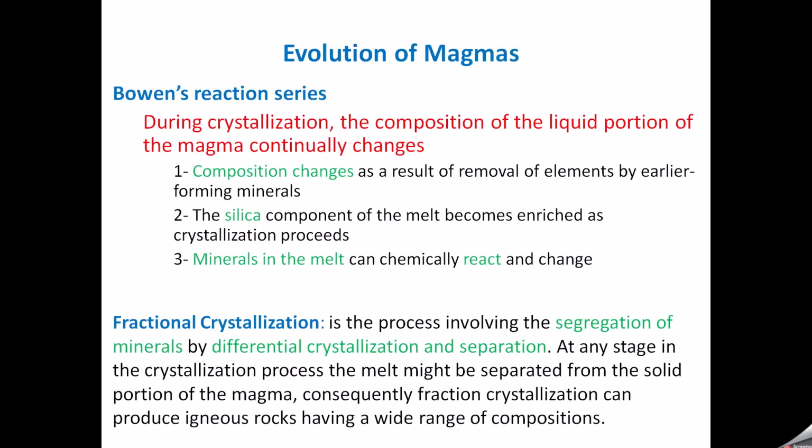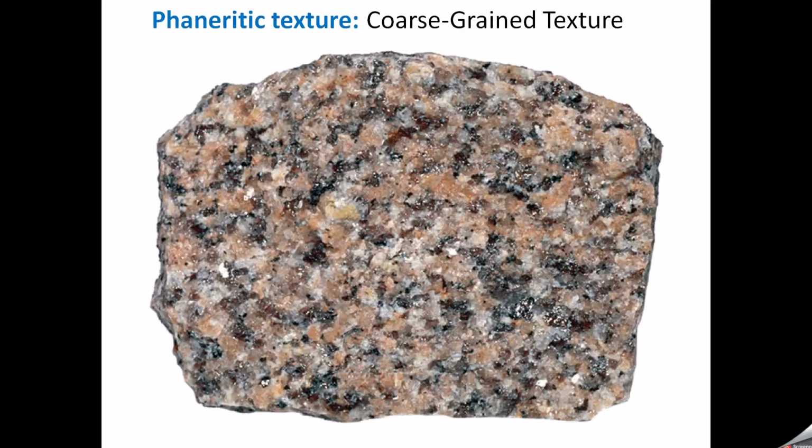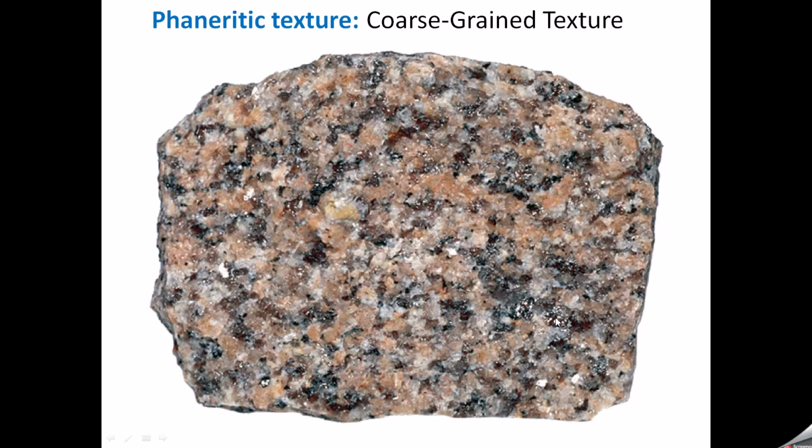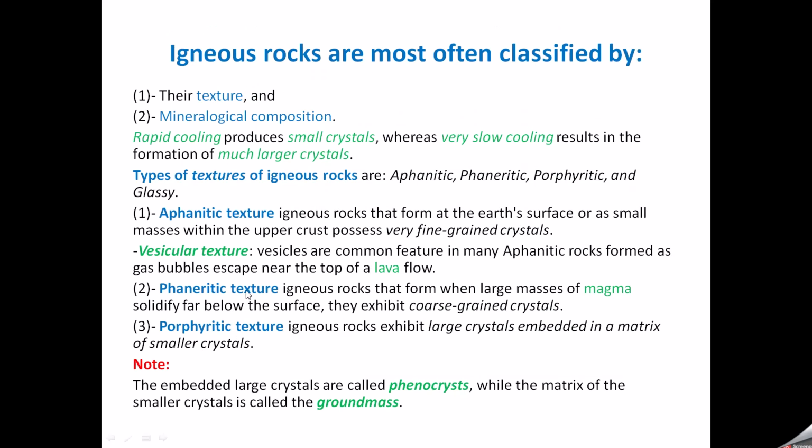And now let's go back to the definitions. Phaneritic texture: igneous rocks that form when large masses of magma solidify far below the surface. That means they're plutonic. Plutonic rocks form under the surface. They exhibit coarse-grained crystals. So if you look here, these coarse-grained texture crystals are minerals that form as plutonic rocks under the surface. This is granitic rock. Okay, phaneritic texture.